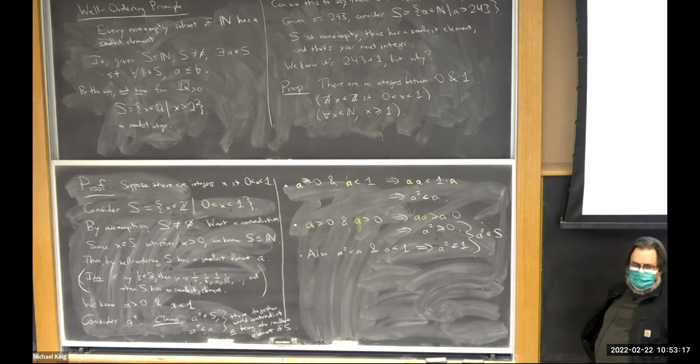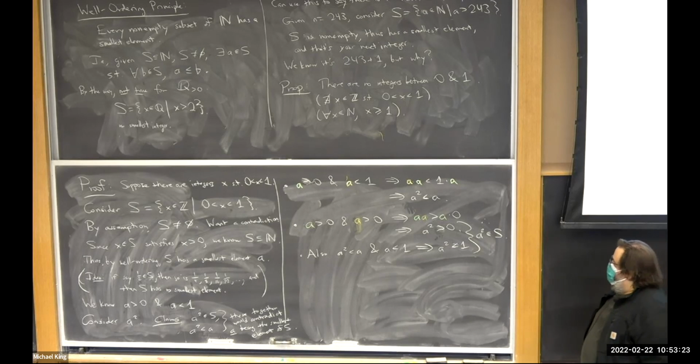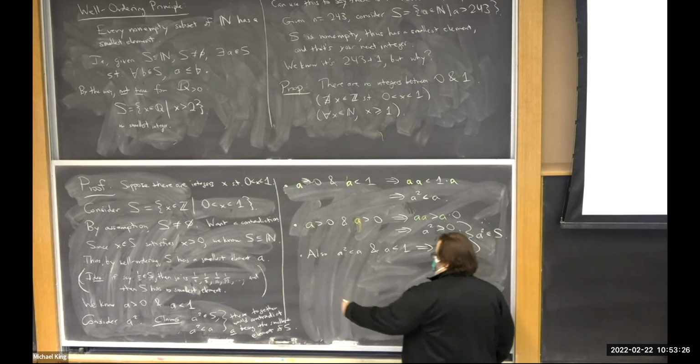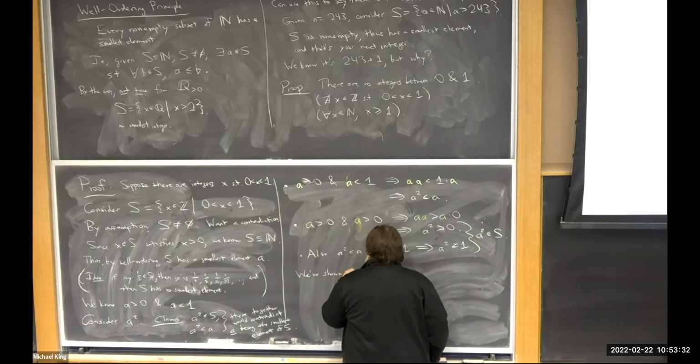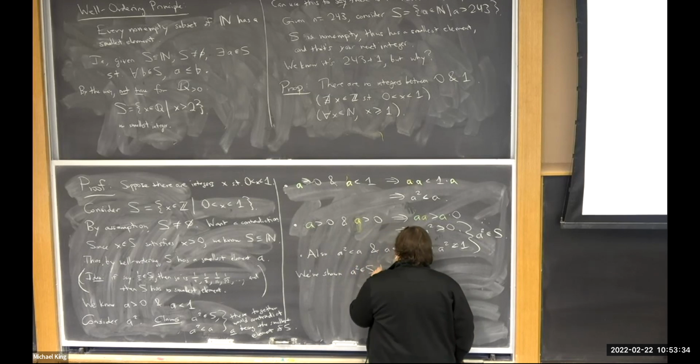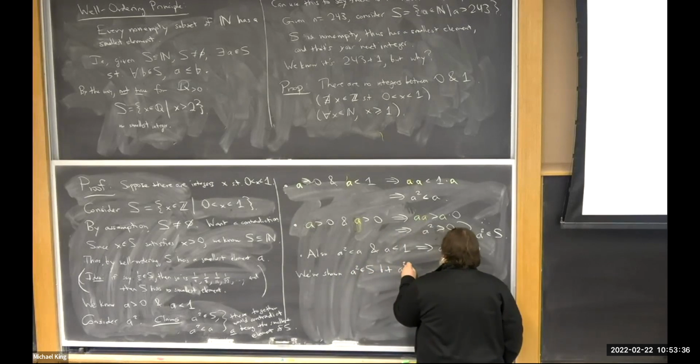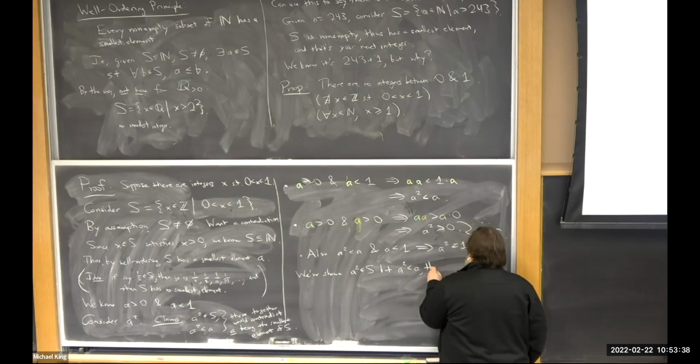Therefore, A squared is an S. Just because it satisfies both, it's between 0 and 1. So A squared is an S. Just to recap what I said here, we've shown A squared is in S, but A squared is less than A, the smallest element of S.